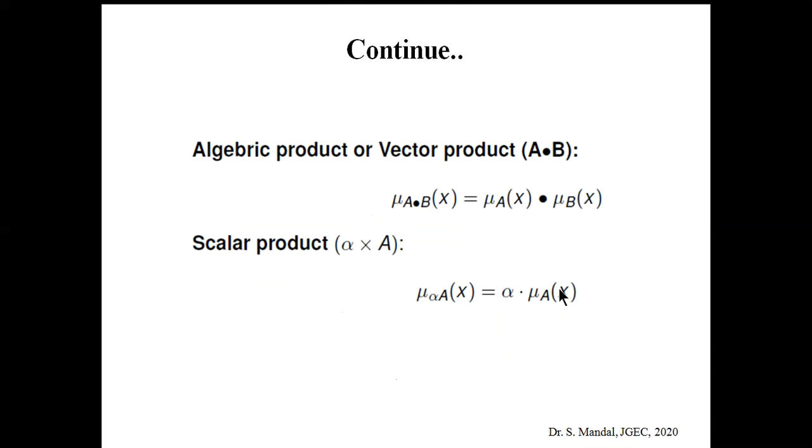Now there are other operations. The algebraic product can be done, A dot B. In that scenario, we just need to multiply them, that means the algebraic product A dot B equals mu A(x) into mu B(x). And the scalar product, if we multiply by alpha, which is a constant, is nothing but the multiplication of mu A(x) with alpha, that is mu A alpha x.